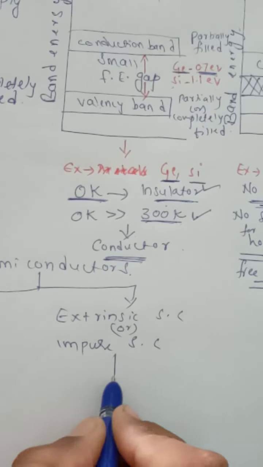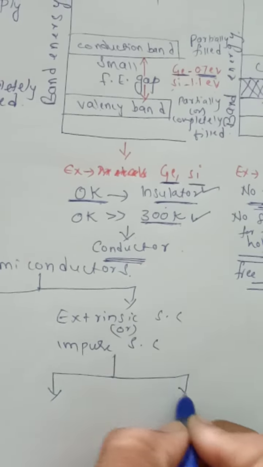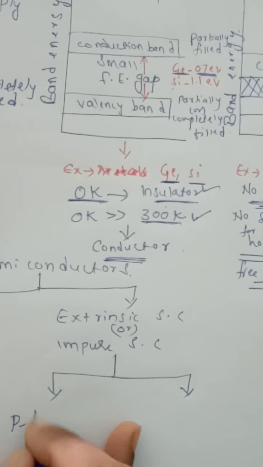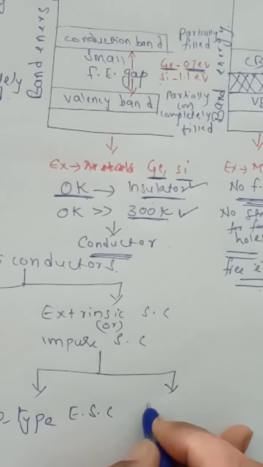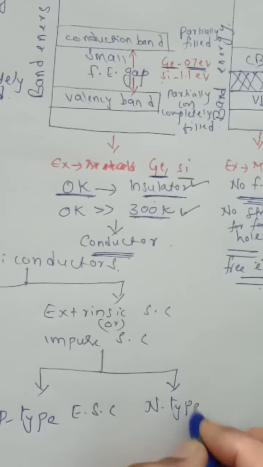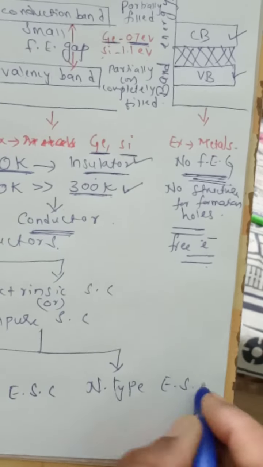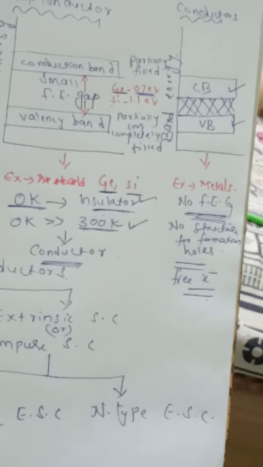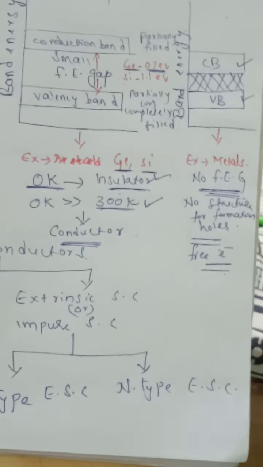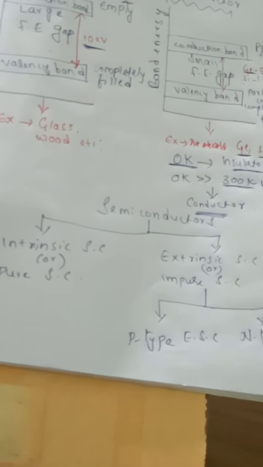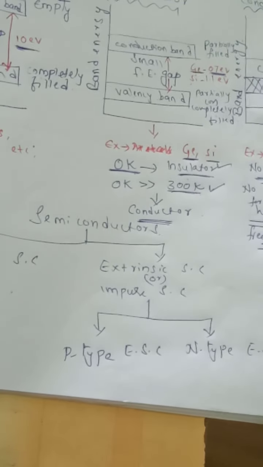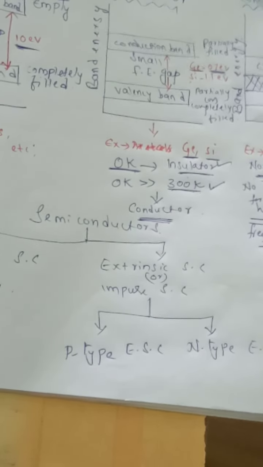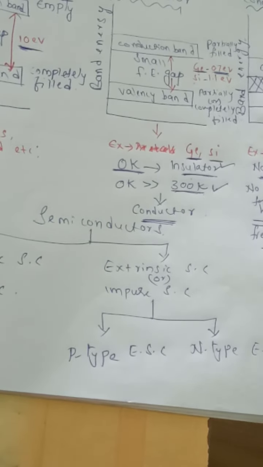Now this extrinsic semiconductor is again classified into two types. One is P-type extrinsic semiconductor, the other is N-type extrinsic semiconductor. So semiconductors are divided into two types: intrinsic semiconductor and extrinsic semiconductor. Extrinsic semiconductor is again divided into P-type extrinsic semiconductor and N-type extrinsic semiconductor.